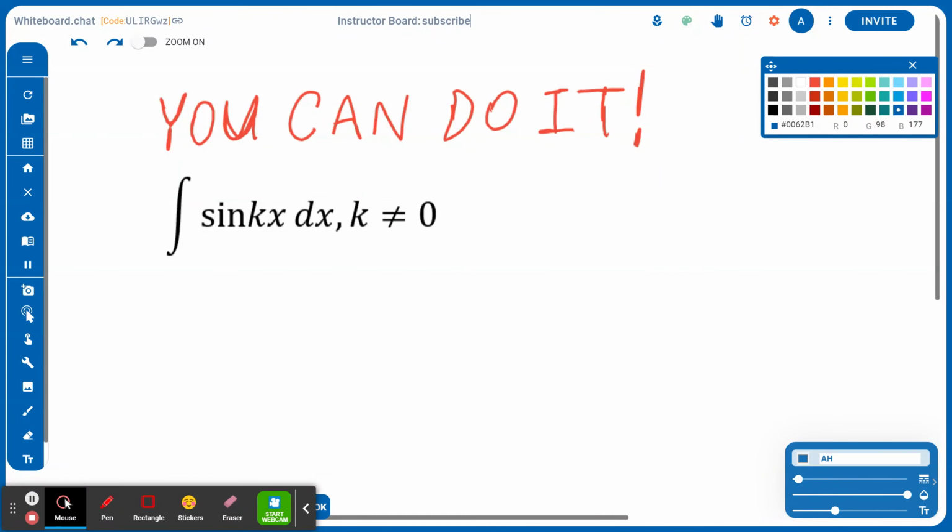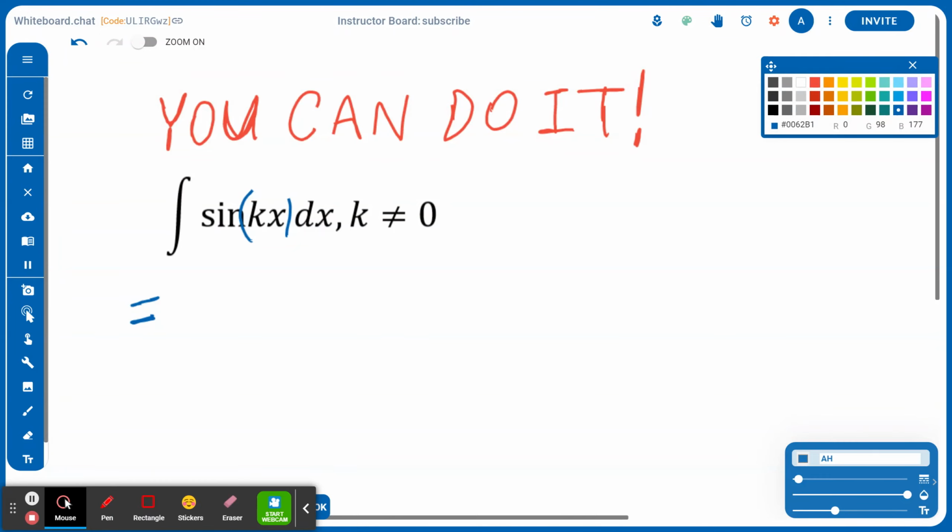Hi, everyone. Let's take a look at the following example. Find the integration or find the antiderivative of sine of kx with respect to x where k does not equal 0. Step 1, when you think about sine of kx, there's a bracket that's understood. So you're taking the sine of, in brackets, kx with respect to x.